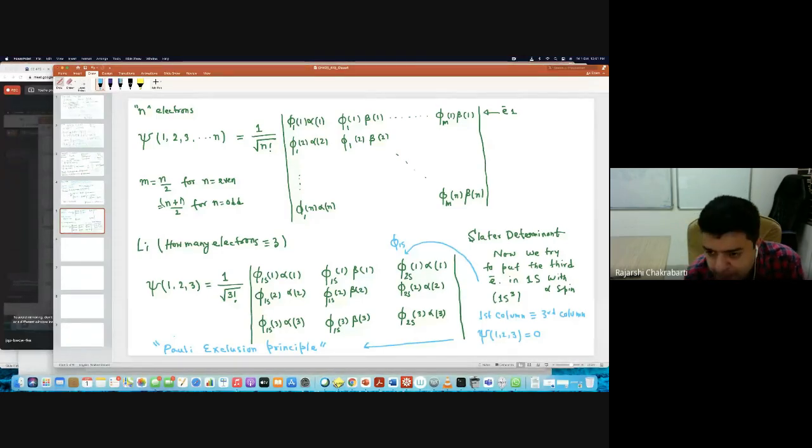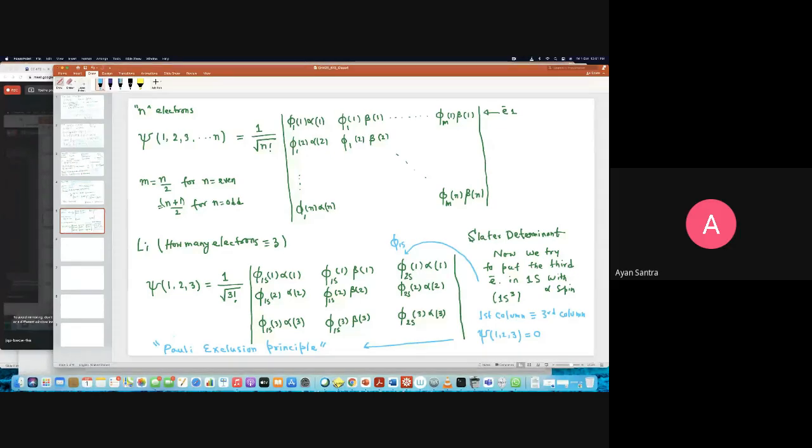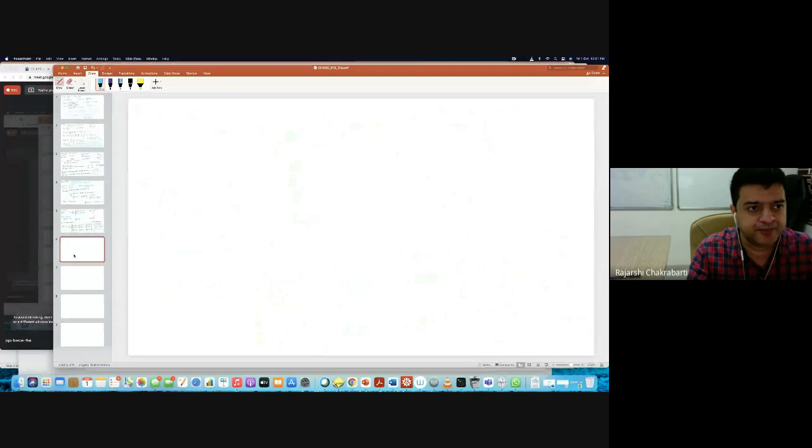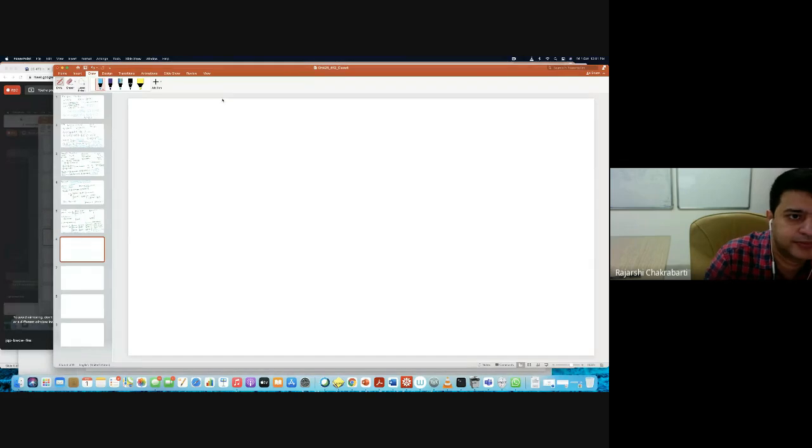Is this clear? So if I have a determinant, if 2 columns or 2 rows of a determinant are identical, what happens to the determinant? It becomes 0. So we have used that property of determinants. Up to this is fine. Then what about the first excited state of helium? Let us do it.